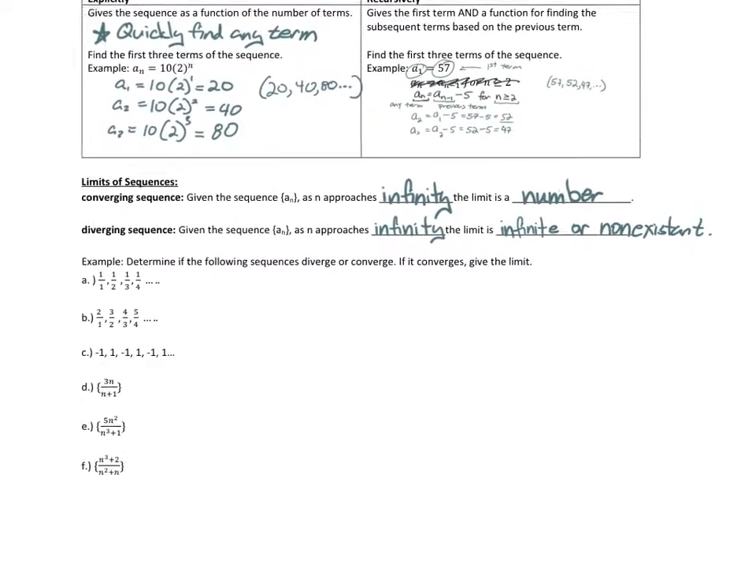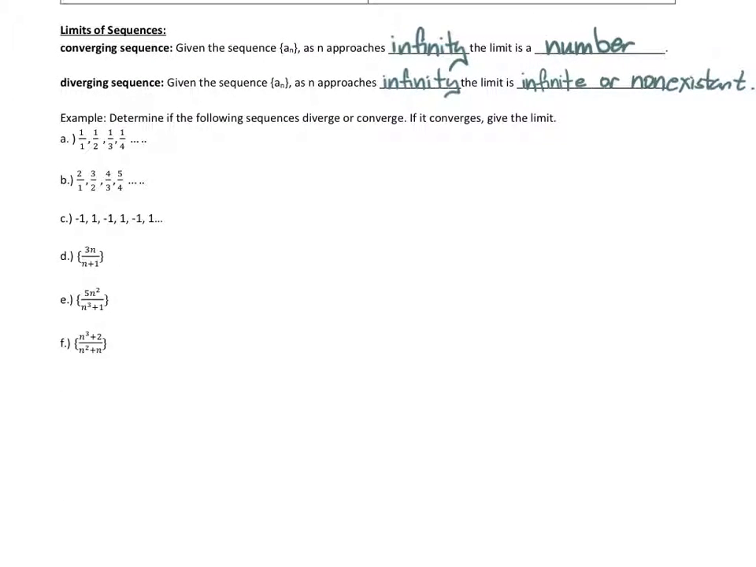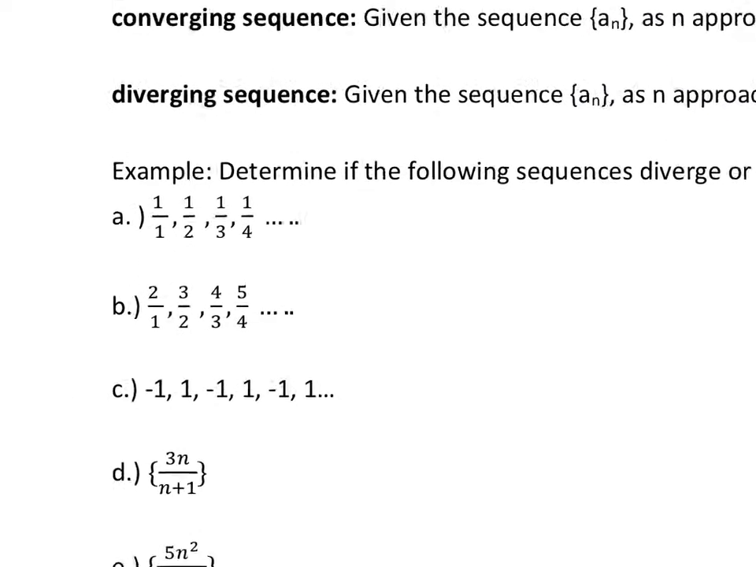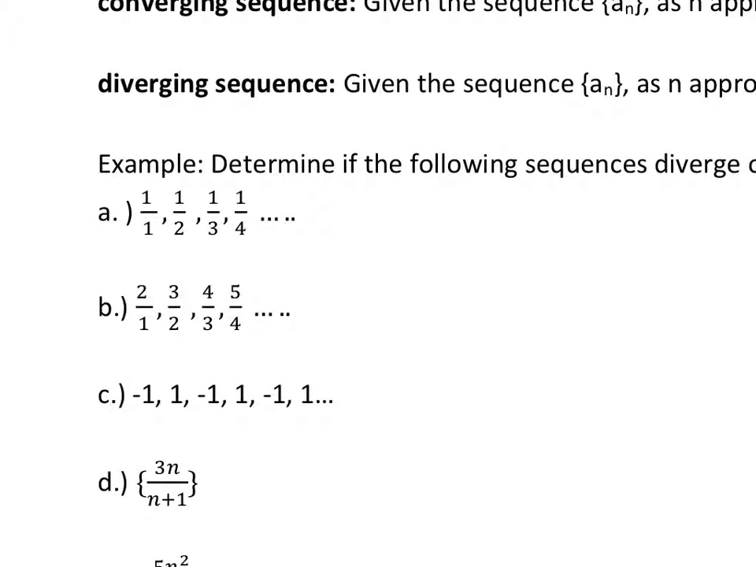So here's some examples for that. Determine if the following sequences diverge or converge. If it converges, give the limit. So here I see the numerator staying the same and the denominator is increasing. So as the denominator is getting bigger each time, the overall term is getting smaller. So we would say that this is converging. And then the limit is 0, because these numbers are getting smaller and smaller. They're not going negative, they're just approaching 0.